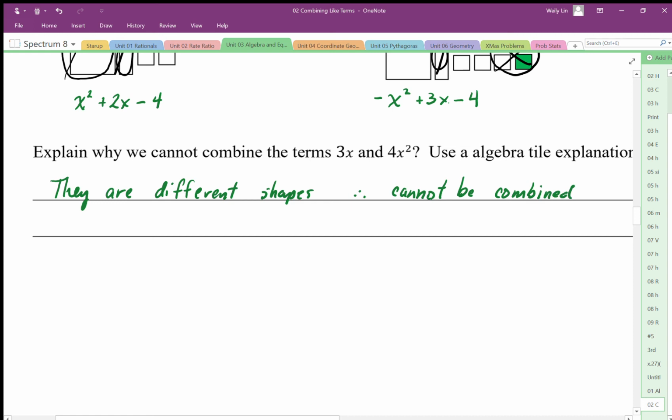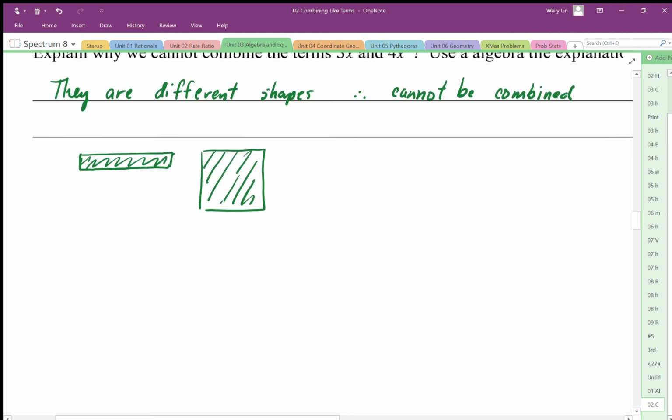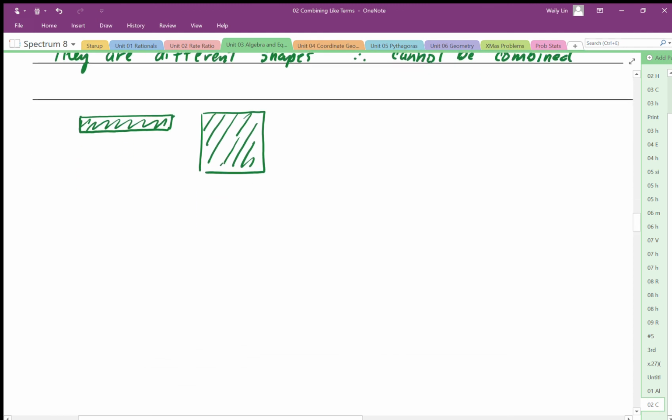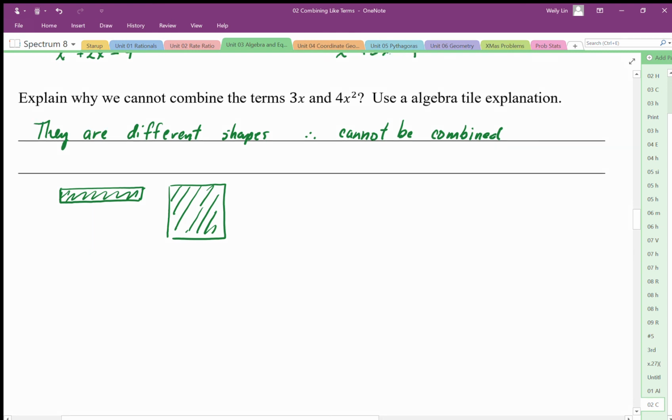Okay, so if I try to count this shape and this shape together, well, it doesn't make sense to count them the same. I can't say I have 2, what would I be talking about? 2 what? Yeah, I can talk about 1 rectangle and 1 square, or 1x term and 1x squared term. I cannot combine these shapes together. Okay, so that's a very important piece of it. That's one of the reasons why we use algebra tiles, so we can confirm these things.